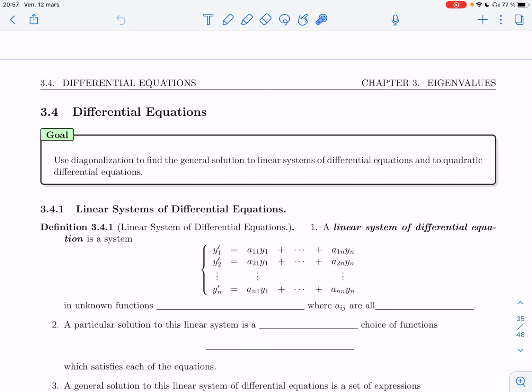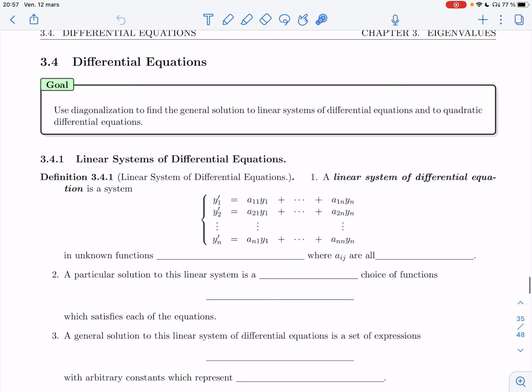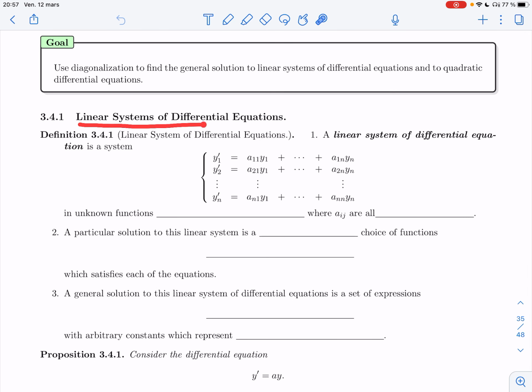Welcome back. In section 3.4, we'll be looking at differential equations. That's going to be our first application of linear algebra. So our goal is to use diagonalization to find the general solution to linear systems of differential equations and to quadratic differential equations. Let's start with linear systems of differential equations. Definition 3.4.1 will tell us what that is.